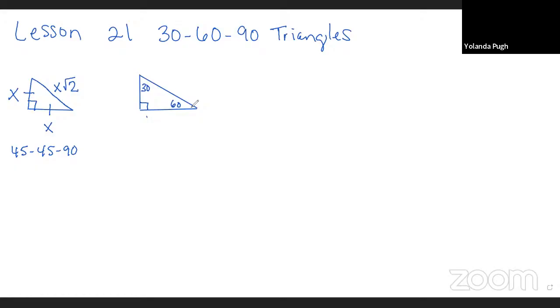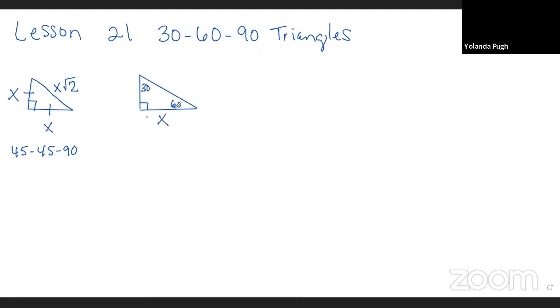Now here, it's very important that you pay just a little bit more attention because in our first triangle, both of the legs were the same, and so there wasn't any need to differentiate them. Here, you have one leg across from the 30-degree angle, and then you have another leg that is across from the 60-degree angle.